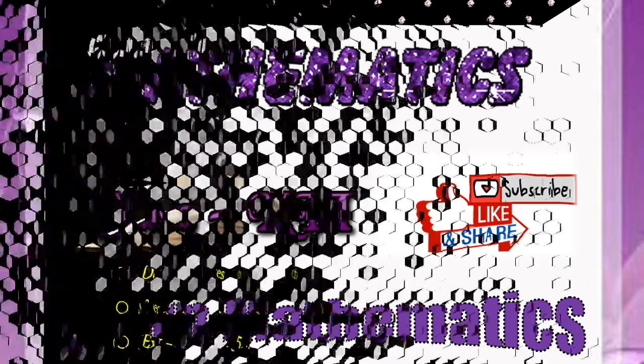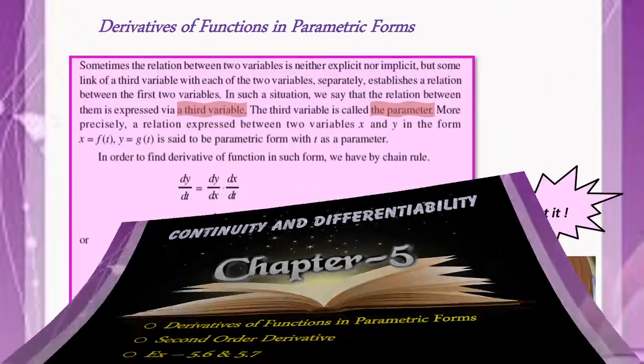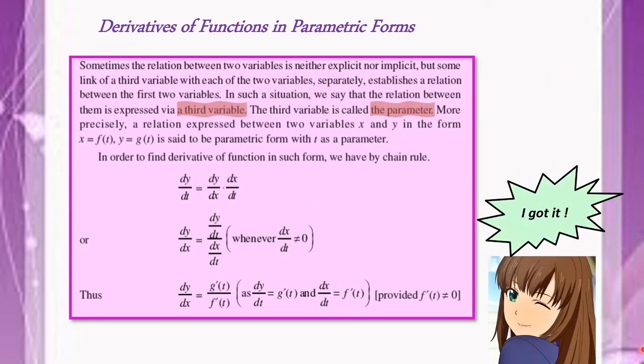So we were doing chapter number 5, continuity and differentiability, in which we have learned and discussed various types of functions and their differentiation. Today I will discuss derivatives of functions in parametric form and second order derivative. Parametric functions are those functions which are neither explicit nor implicit, but they are connected to each other via a third variable, and this third variable is called the parameter.